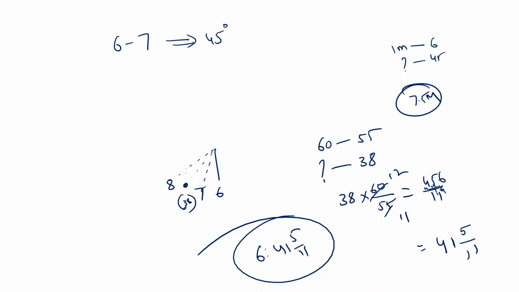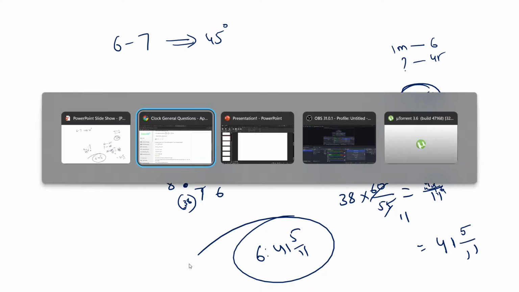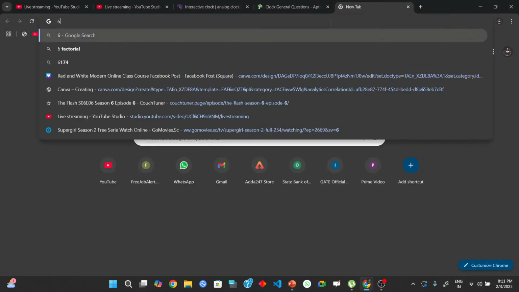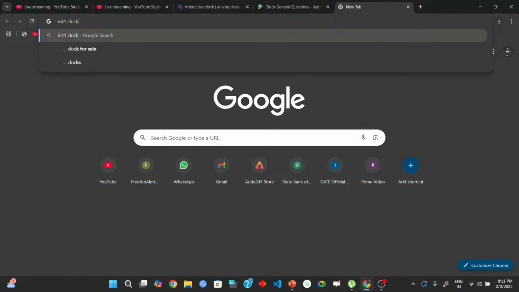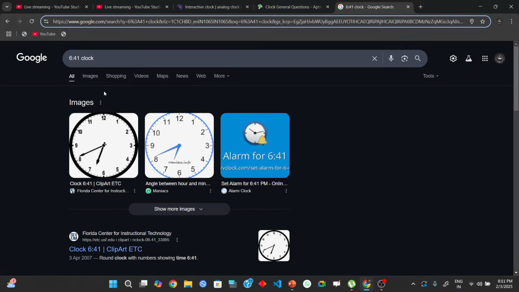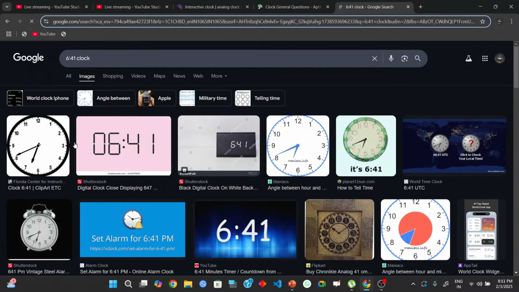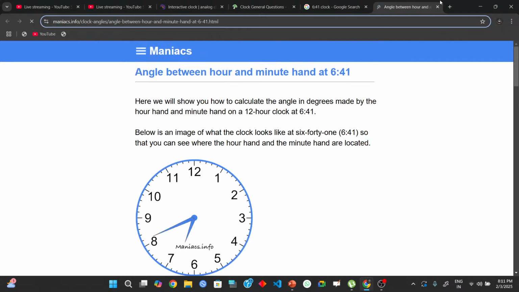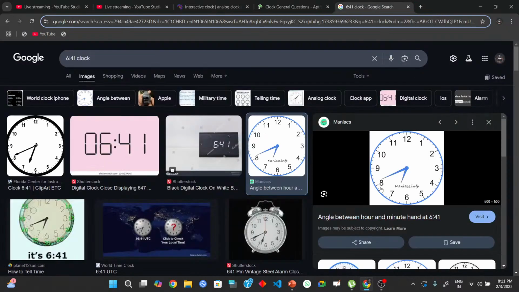That is 6:41, right? Let's check the clock of 6:41. As you can see, we are having exactly 1.5 digits, because 1 digit means 30. As you can see here, 1 complete digit plus half extra. See, 1 complete digit plus half extra. That's why you are getting 45 degrees. You can see 45 degrees means almost 1.5 digits gap should be there.